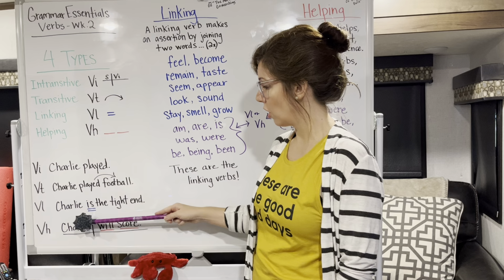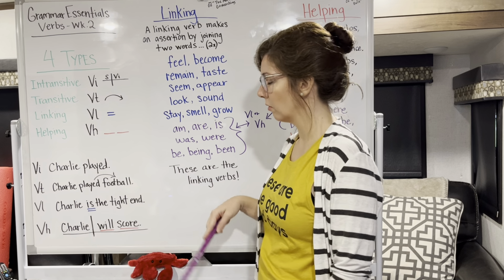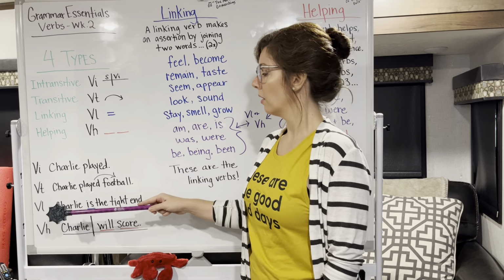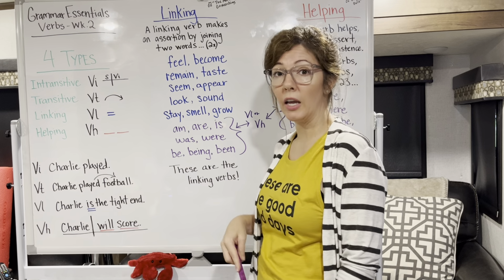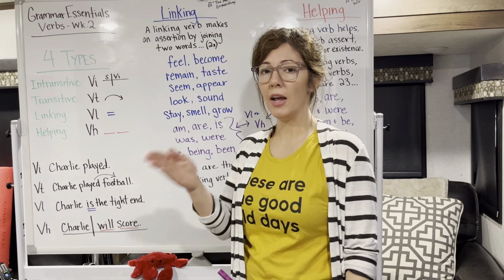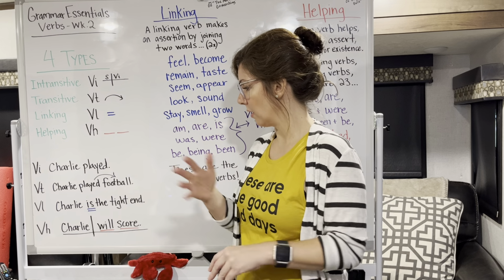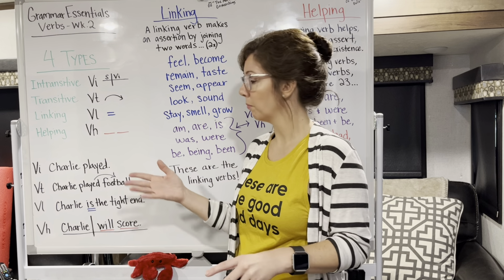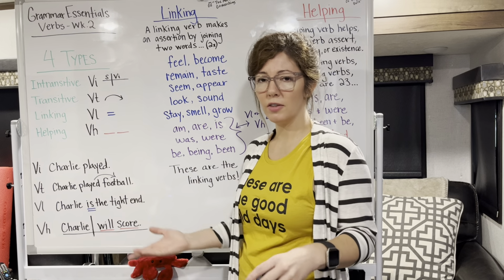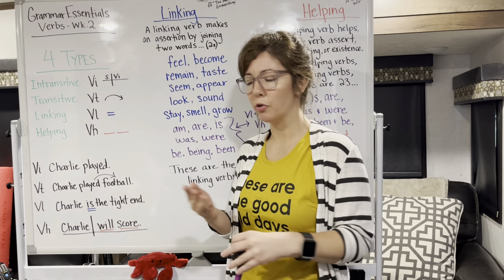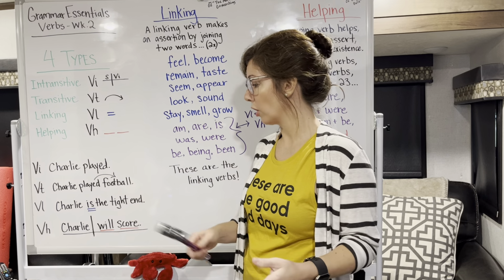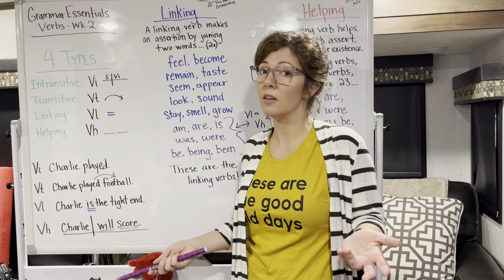Charlie played football. Okay? When we have a linking verb, we have a little equal sign because we look at the sentence. Charlie is the tight end. We could also say the tight end is Charlie. We can rename or swap places with the subject and the other noun within our sentence. Is just saying that they're the same, they're equal to, equivalent.